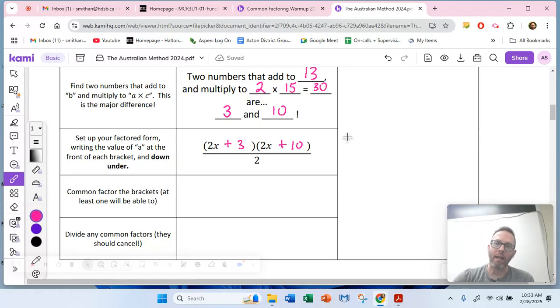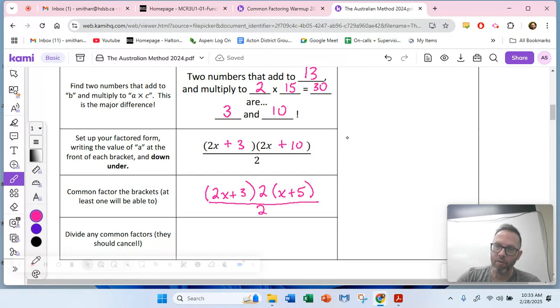So that first bracket, 2x plus 3, we can't really do much with. We're just going to leave it as 2x plus 3. But for that second bracket, I can divide a 2 out of each term. And I'm going to put the 2 out front, and we're left with x plus 5. When you divide 2 from 2x and 2 from 10, everything's all divided by 2.